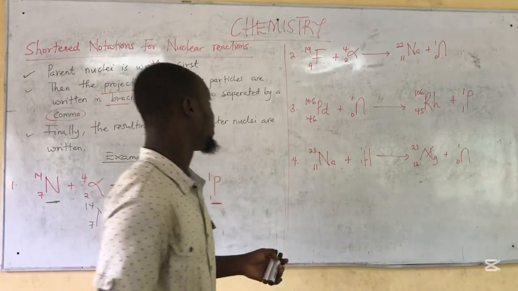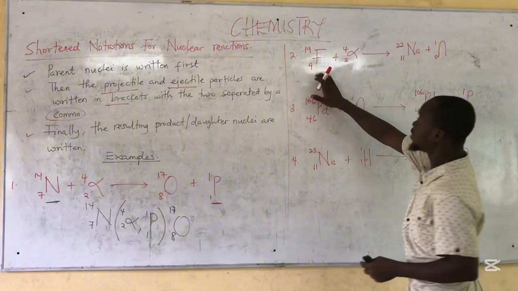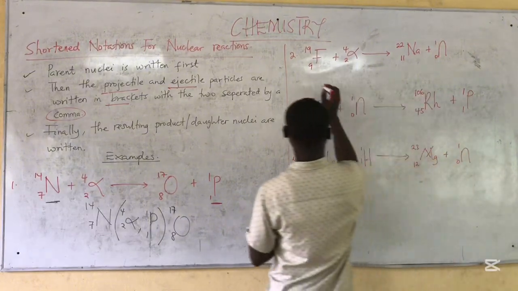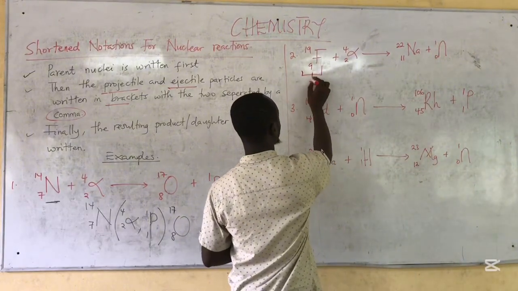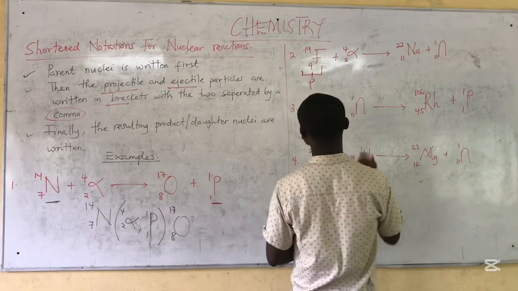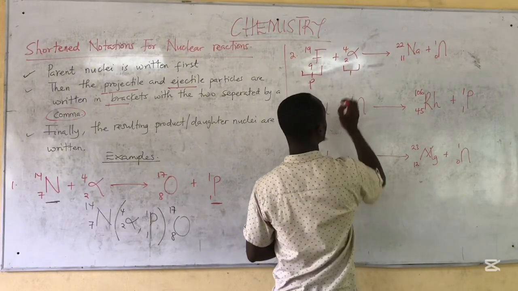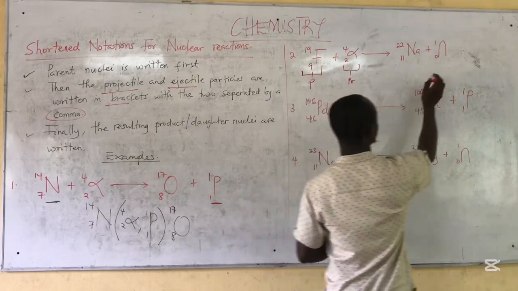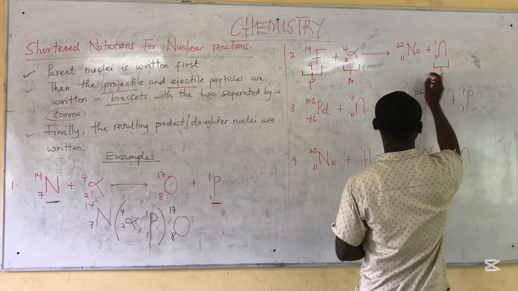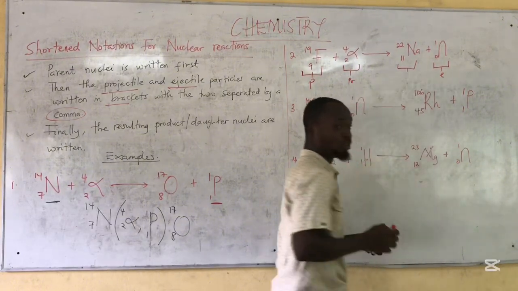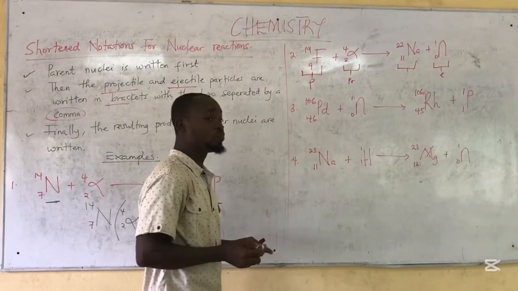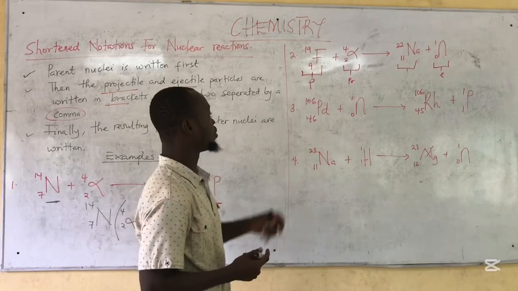Now let's consider the remaining examples here. So here, what's our parent nuclide? This is our parent nuclide. And then, where is the projectile? This is the projectile particle. And then we have our ejectile particle here. And then also we have our daughter nuclide. Is that okay? So how do we write this shortened form of this nuclear reaction?